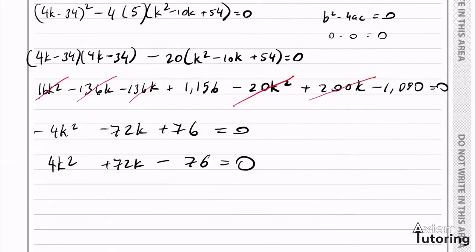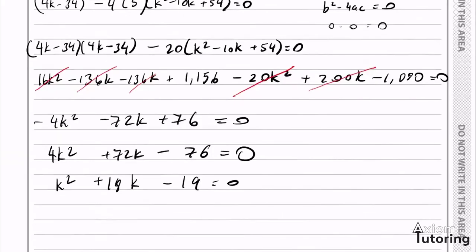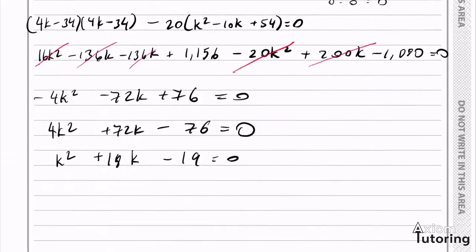Okay, so now we want to figure out how we can solve this quadratic. You should be able to notice that we can divide through by 4. So if we divide through by 4, we get k squared here. We get minus 19 here. And then what's 72 divided by 4? So just 18. So we get plus 18k. All right, so now this looks like a much easier quadratic to factorize.